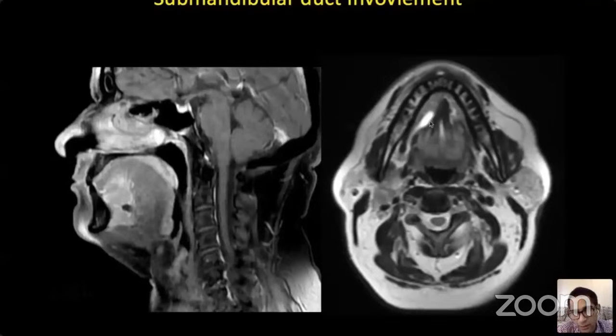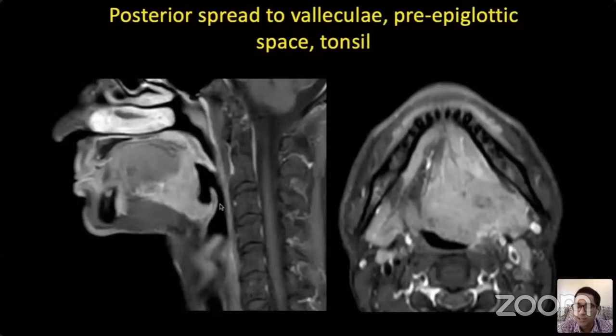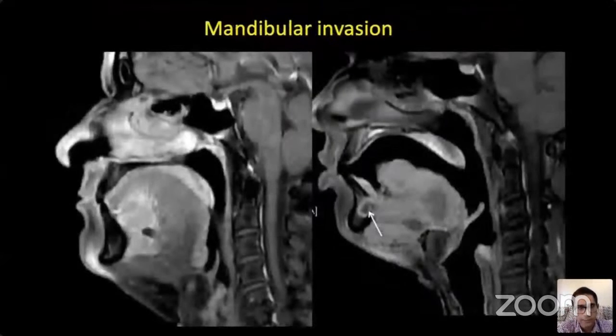And this secondary duct obstruction leads to enlargement of the gland, and that should not be confused with submandibular gland involvement. So one has to trace the course of the submandibular duct. If the submandibular duct is not involved and there is direct involvement of the submandibular space, that means it's a true submandibular space involvement. Posterior extension into the vallecula, into the preepiglottic space and tonsil, they are poor prognostic markers, and such are the cases which are candidates for chemoradiotherapy again.